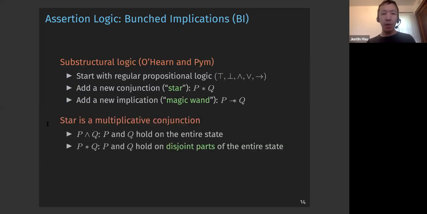So the idea is that star is a multiplicative conjunction. So P and Q means that P and Q both hold on the entire state, the entire program state, let's say. P star Q means that P and Q hold on disjoint parts of the entire state. So they don't both hold on the entire thing, but you can split the state into two disjoint parts where P holds on the first part and Q holds on the second part. Okay.